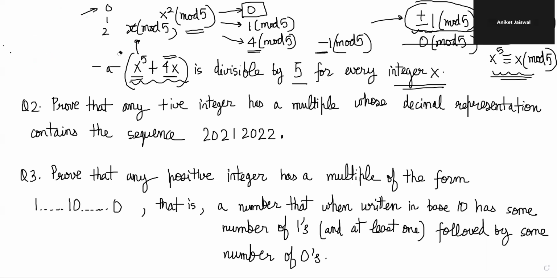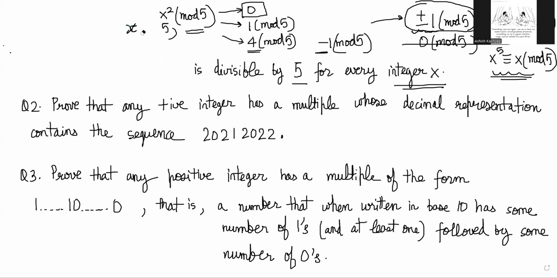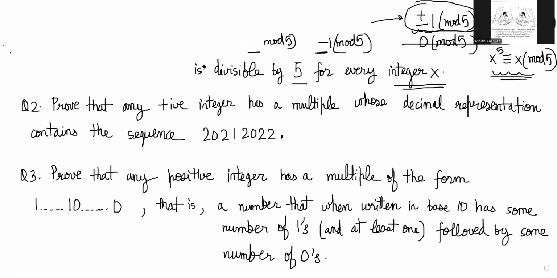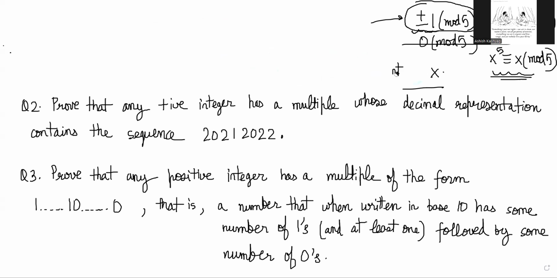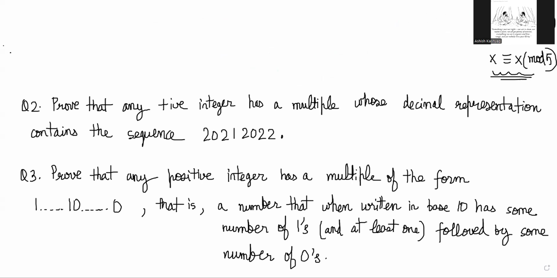The second one is like what the question is saying. It's written in English only. You should be able to understand it. Read the sentence. Any positive integer has a multiple whose decimal representation contains this sequence. Decimal representation of a positive integer, you don't know what it means.